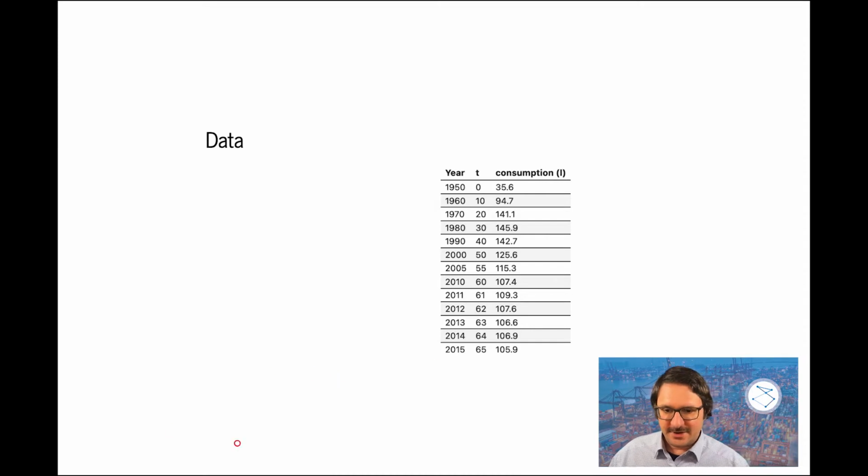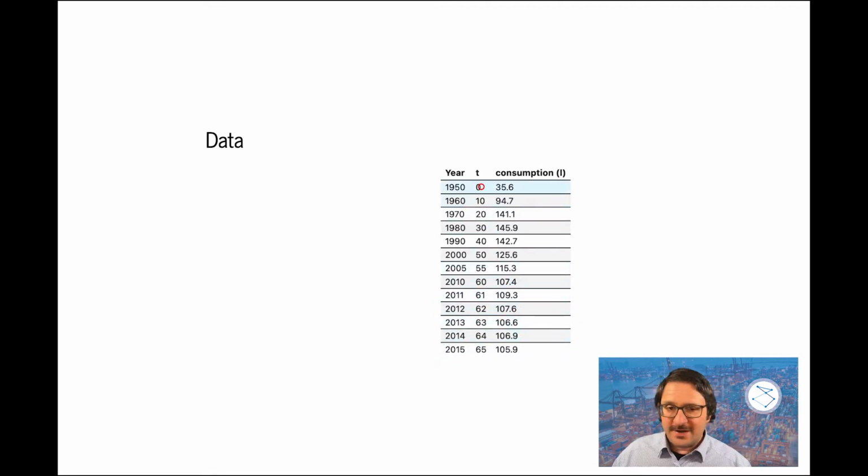So here's the year. You can see I have the years here. I have the corresponding data. That's the per capita consumption in liters. And you can see that increased quite a lot over the first few years here, from 1950 to 1990, 1980. And then it started to decrease a little and almost stayed constant over the last few years.